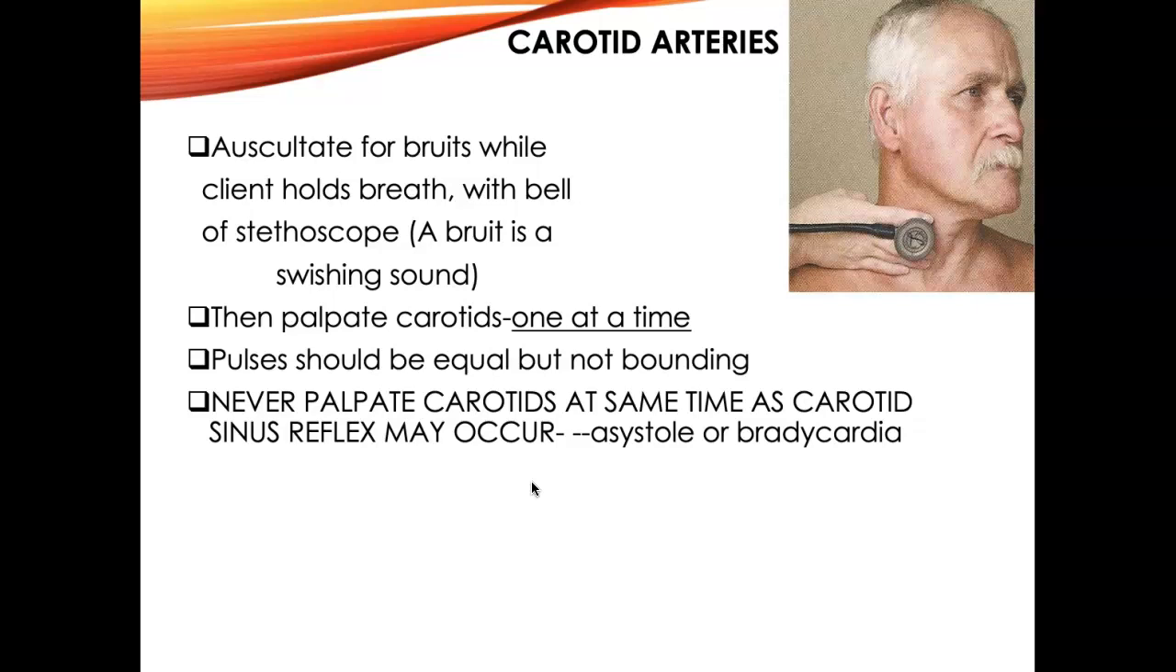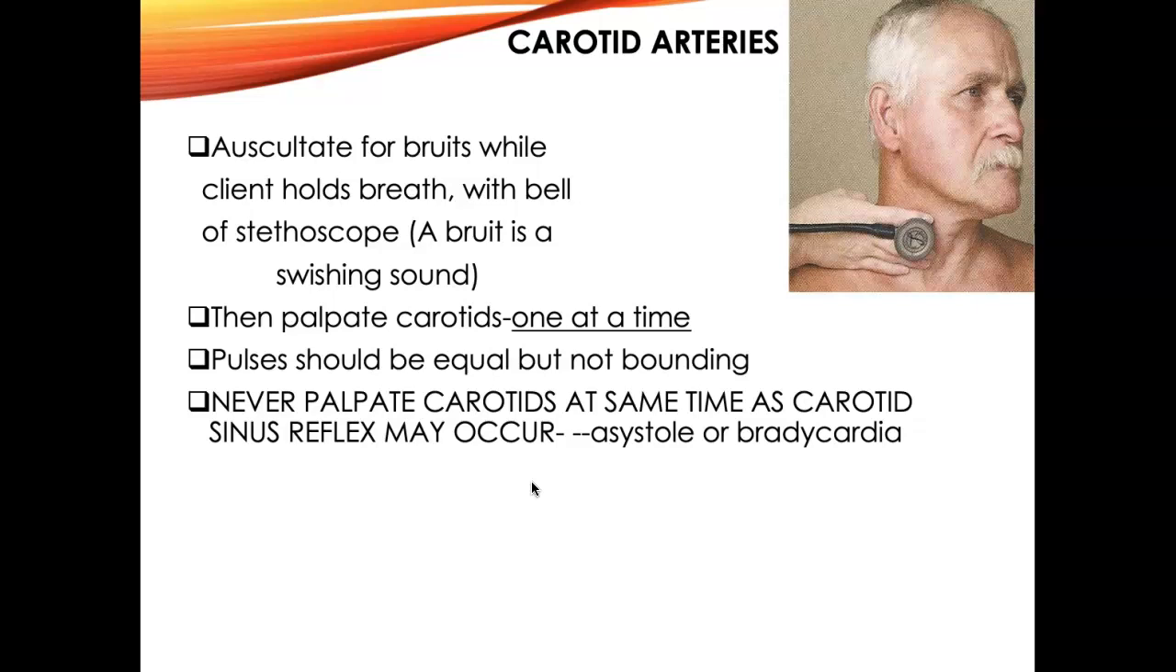And then we'll palpate the carotids one at a time. The pulses should be equal but not bounding, but you would never want to palpate the carotids at the same time. And I want to repeat that. You would never palpate the carotids at the same time.